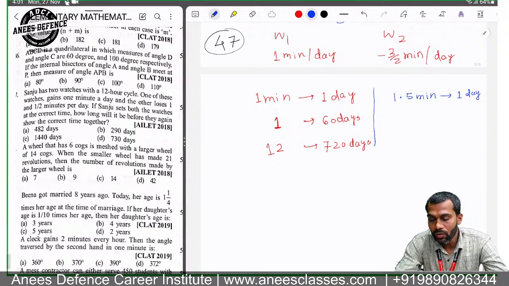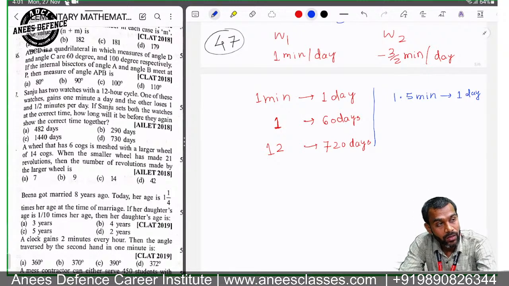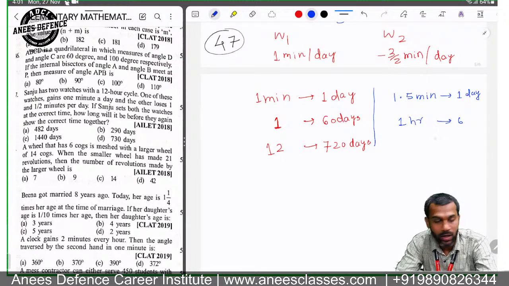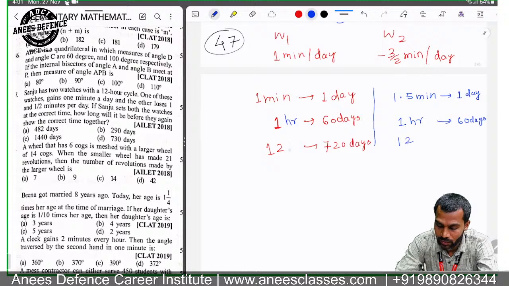Watch 1. Now watch 2 is lagging by 1.5 minutes each day. Yes or no? So what do we have to do? First, for 1 hour, what do we need to multiply? We have to multiply by 40 for 60 minutes. Yes or no? 40 into 1.5 is 60 minutes. So in 60 days, it will lag 1 hour. Now, for 12 hours, tell me.